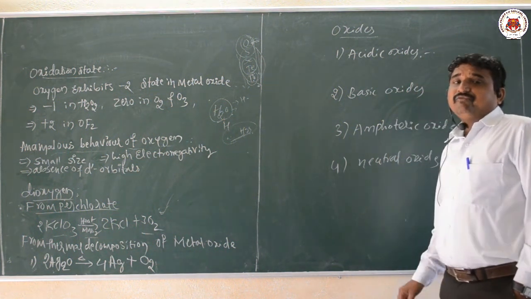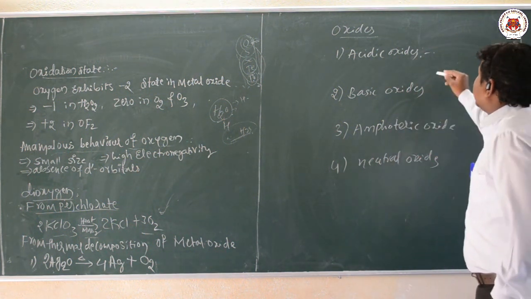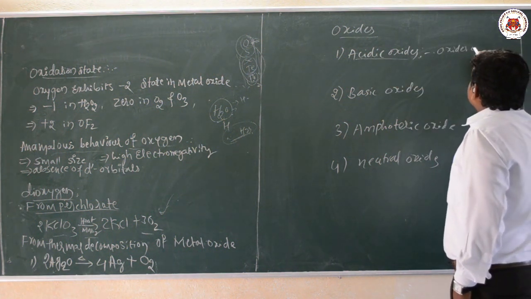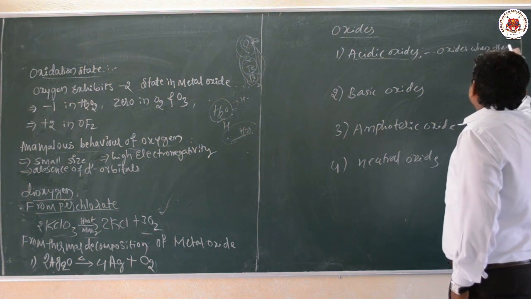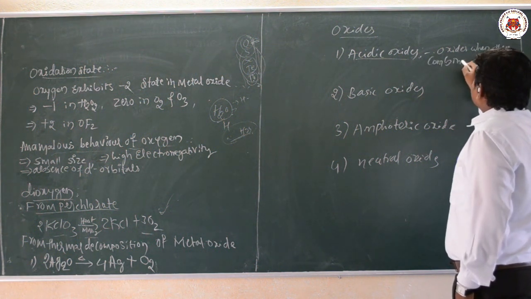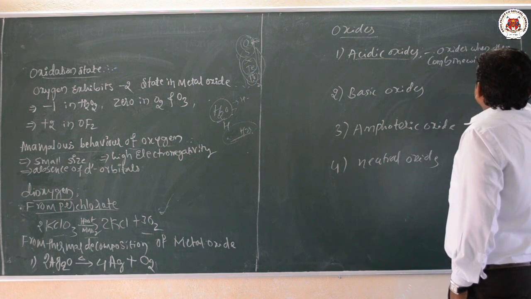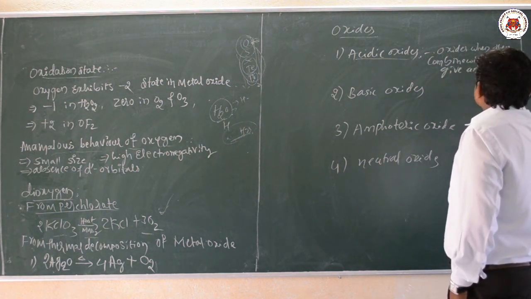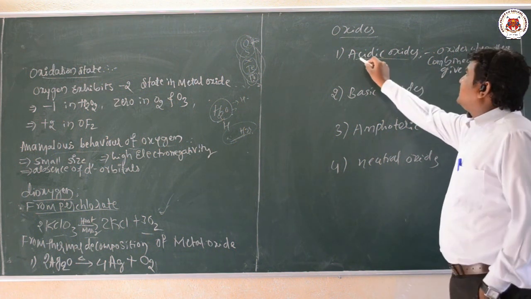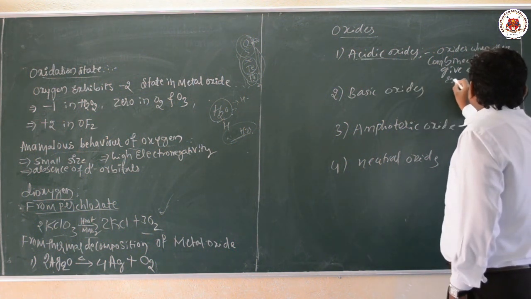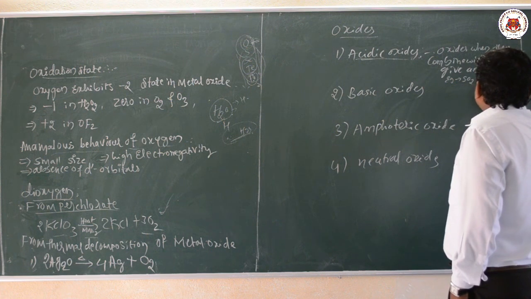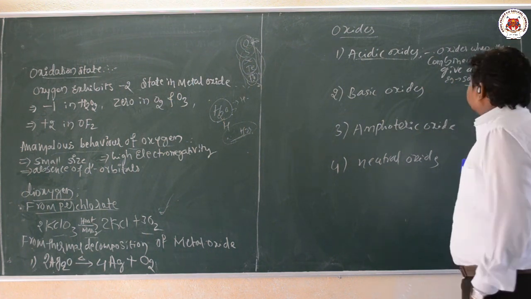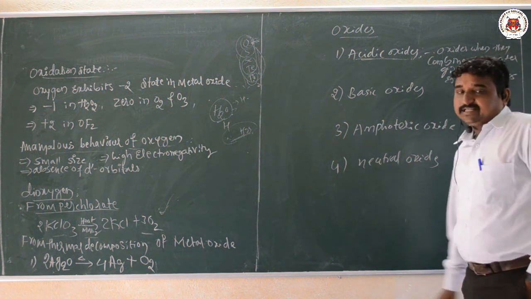Oxides, when they combine with water and give an acid, are called acidic oxides. Examples are sulfur dioxide, vanadium pentoxide (V2O5), and N2O5. These are the examples for the acidic oxides.